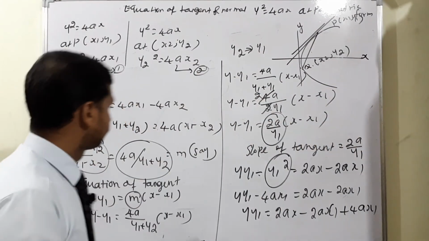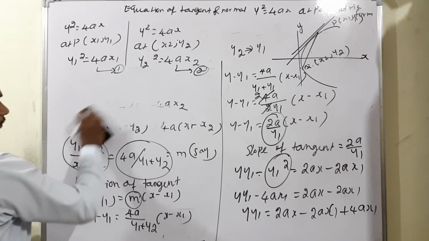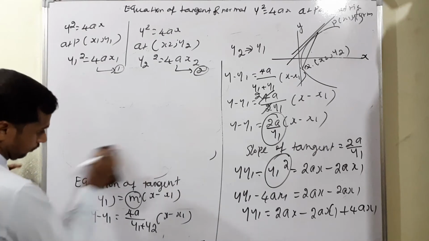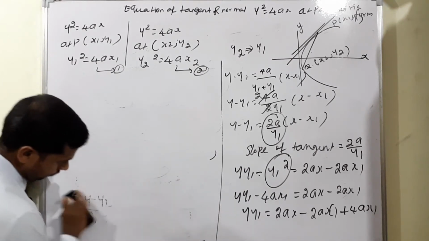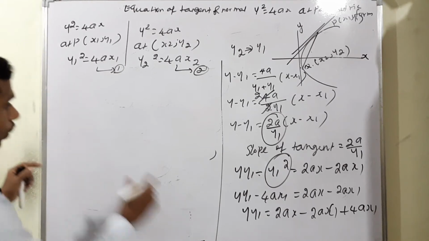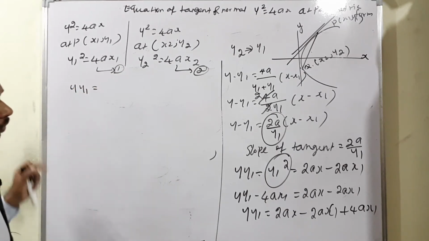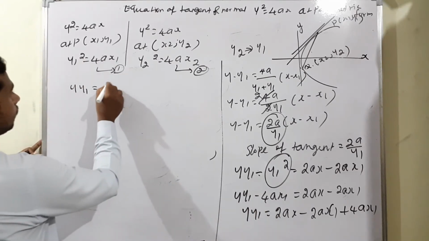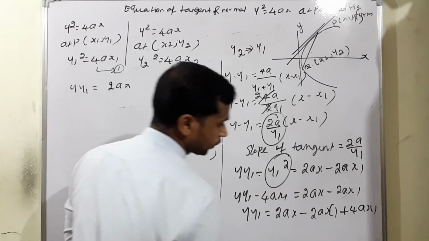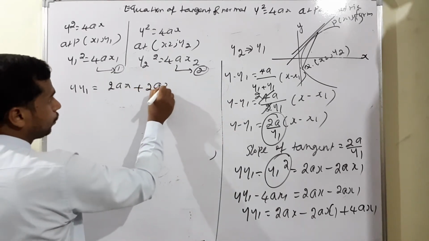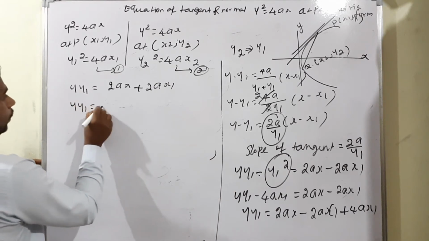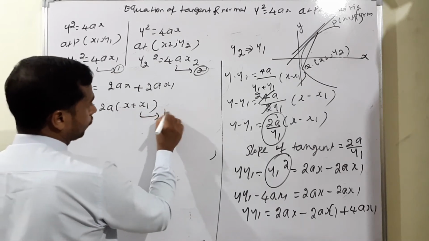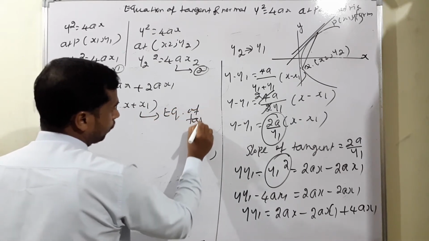So next line, y1 y is equal to 2ax, then negative 2ax1 plus 4ax1, we can write it as positive 2ax1. Therefore y1 y is equal to 2a take common outside, means x plus x1. This is the equation of tangent. What is the meaning? Equation of tangent.